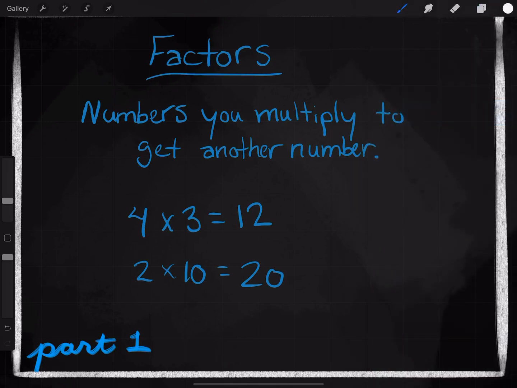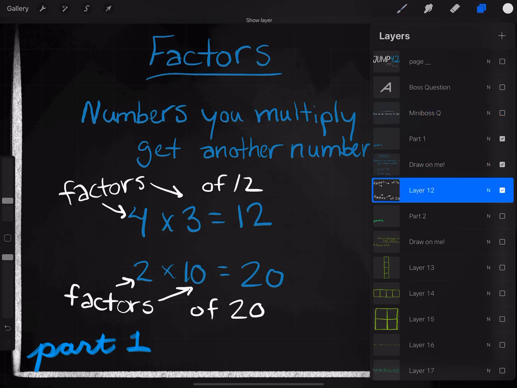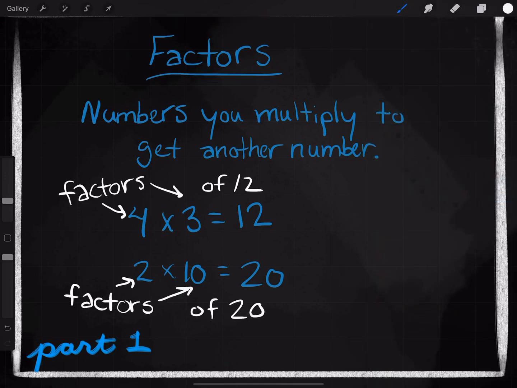Okay, so factors. Factors are numbers you multiply to get another number, which sounds like a confusing definition, which is why I think it's always better to have an example for this. So here we have 4 times 3. Oh my, hidden layer. 4 times 3 equals 12. 4 and 3 are the factors of 12 because you multiply them.